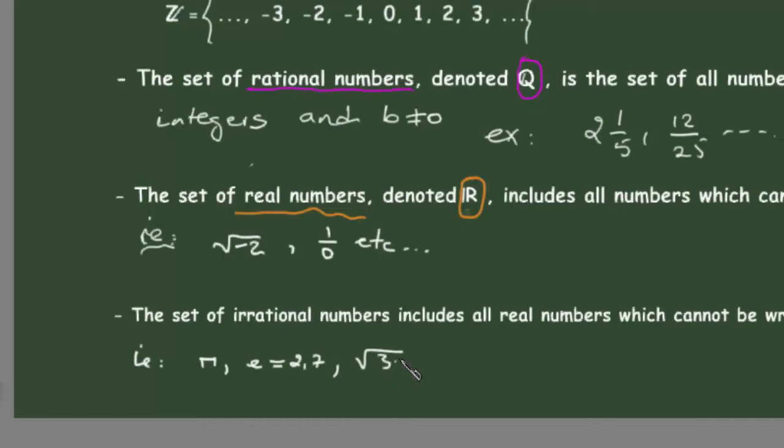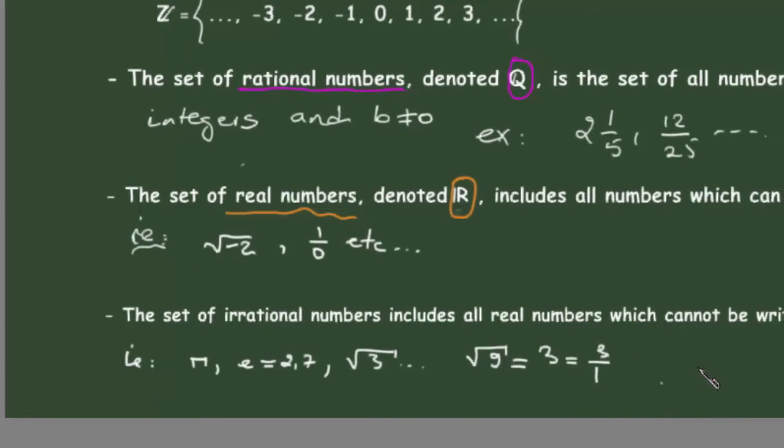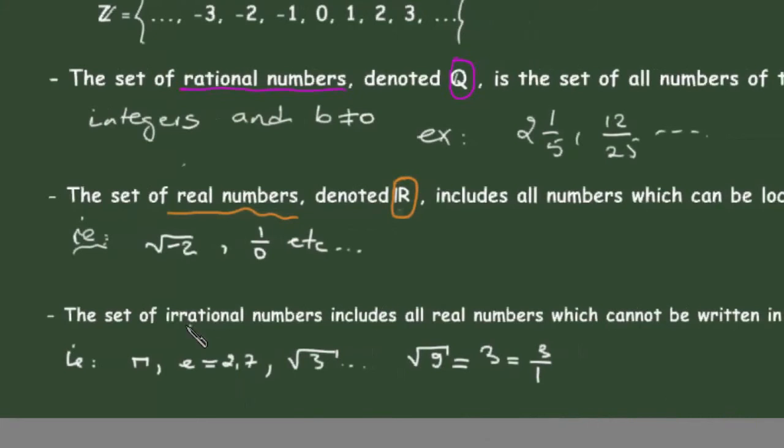But on the other hand, if you have the square root of 9, of course it is a rational number, because the square root of 9 is 3, and 3 is 3 over 1, which is written just like a rational number. And we still have more examples than that. So the set of irrational numbers has no symbol or denotation, and irrational numbers are numbers that cannot be written in the form of a rational number. Of course, irrational numbers and rational numbers are opposites.